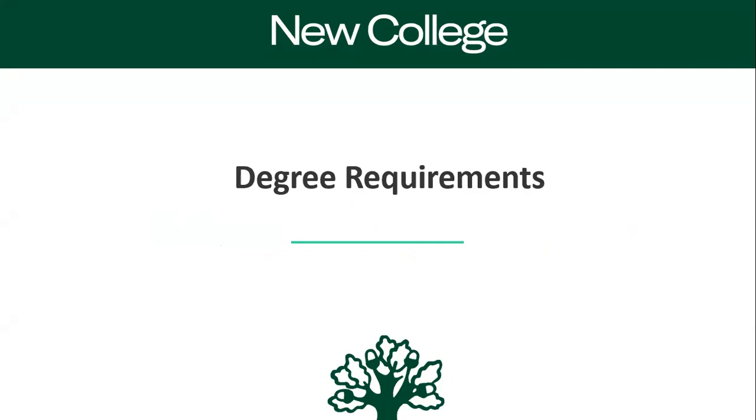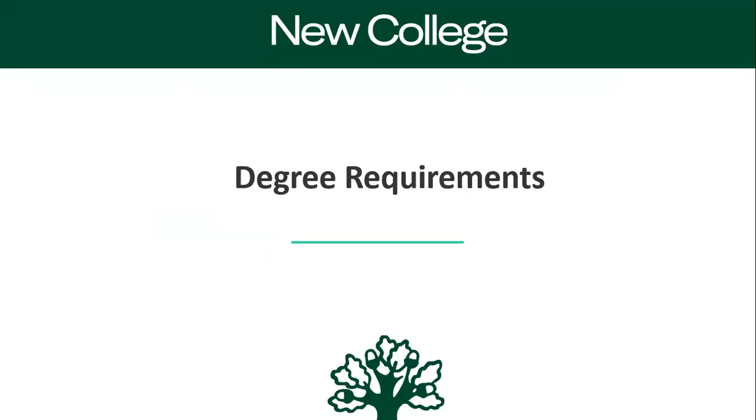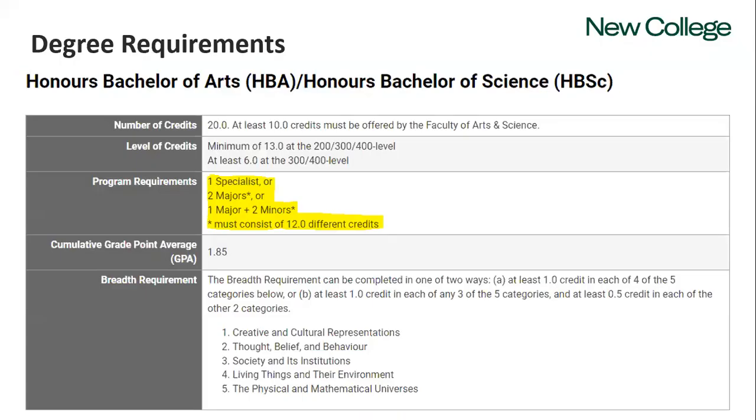In the next page, we'll look at the requirements for each of the degrees from the academic calendar, summarizing the degree requirements at the Faculty of Arts and Science. As we can see here, students are required to complete up to 20 credits, and we also have the different levels of credits from the 200 up until the 400 level. And we also have the program requirements. That is what will be our primary focus during this presentation. We have the CGPA requirement, and we also have the breadth requirement.